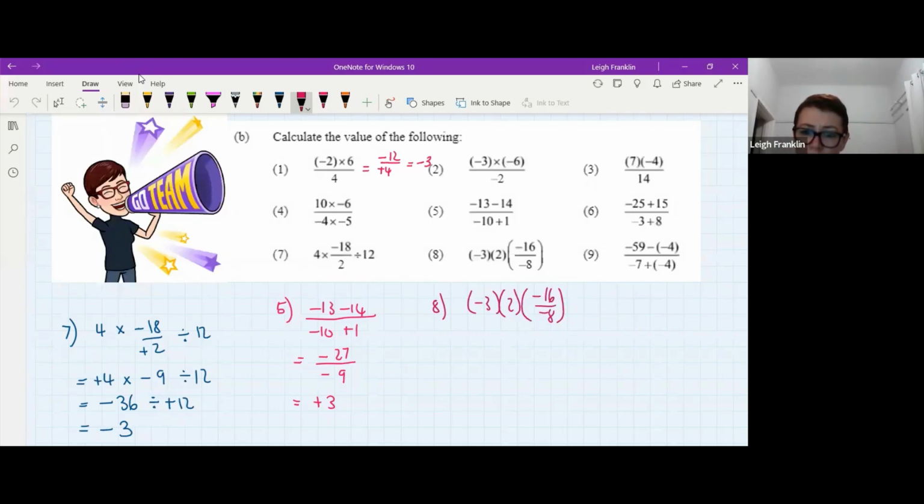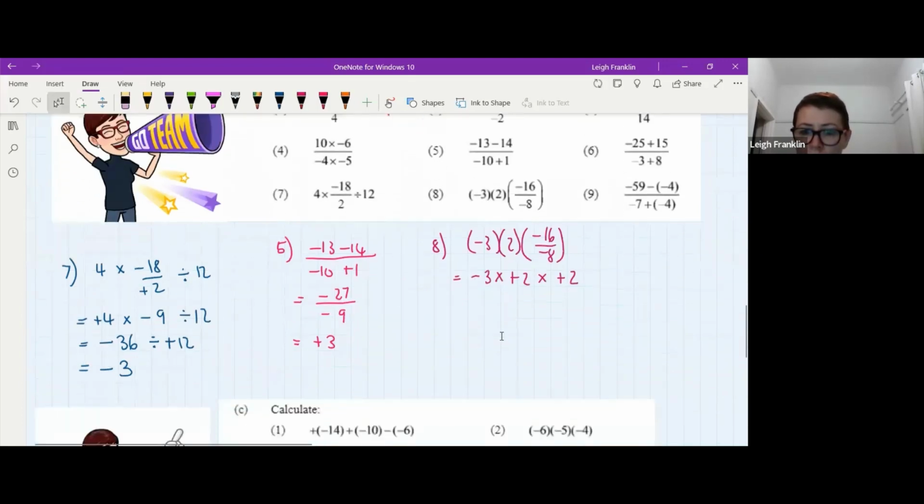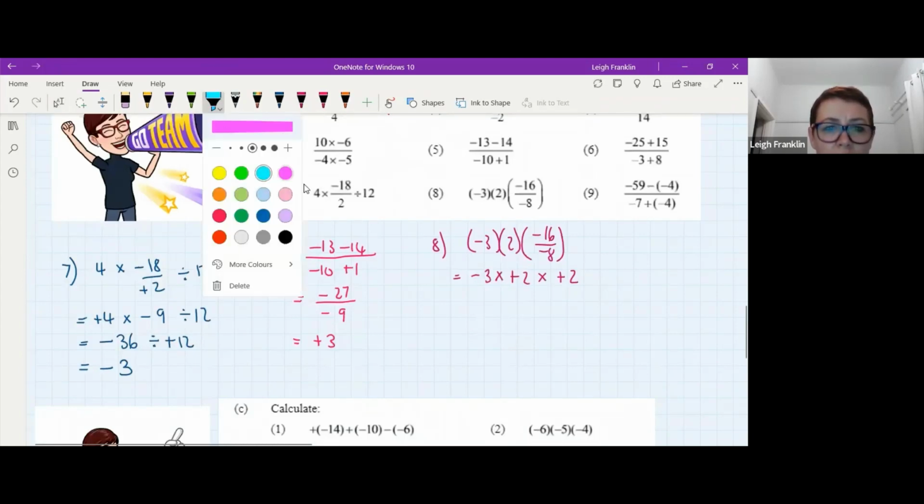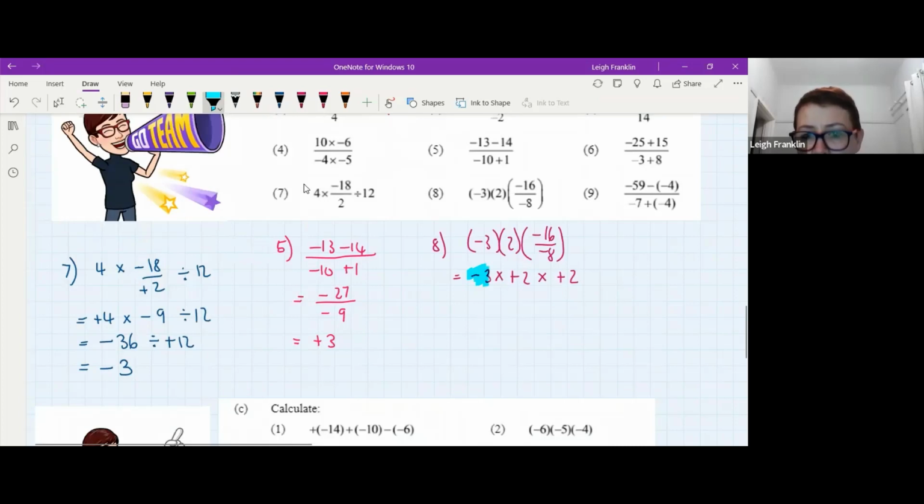Yes, that's what it means. So work from left to right. It means -3 times +2 times a negative divided by a negative is a positive. 16 divided by 8 is 2. So now the 3 numbers that you are multiplying together, there's 3 numbers that you're timesing together. The first one is -3, the second one is +2, and the answer to this, -16 divided by -8, is also +2.